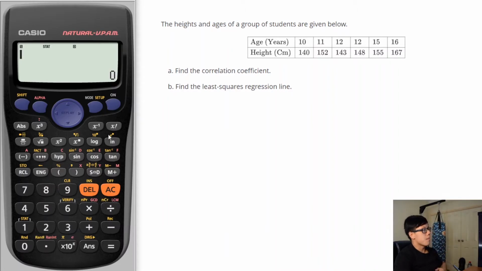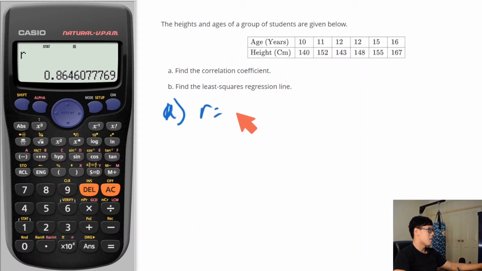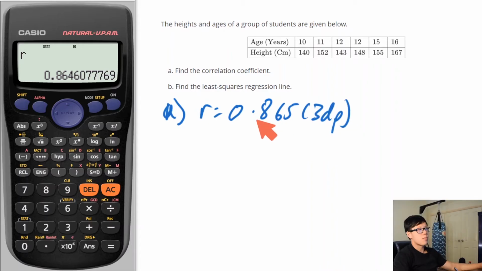Now, when I want to find the correlation coefficient, I'm going to go Shift 1 to get my statistics options. I press number 5 for regression. And now, if you remember, Pearson's correlation coefficient is usually denoted by R, which we have right here as option number 3. So I'm going to press 3 for R, equal sign, and voila, I've got my correlation coefficient. So part A, R is equal to 0.865, 3 decimal places. This is pretty high, which means that I've got a strong positive linear relationship.